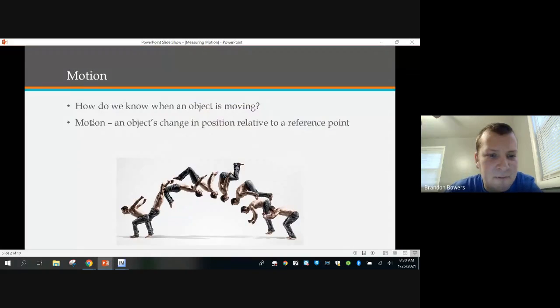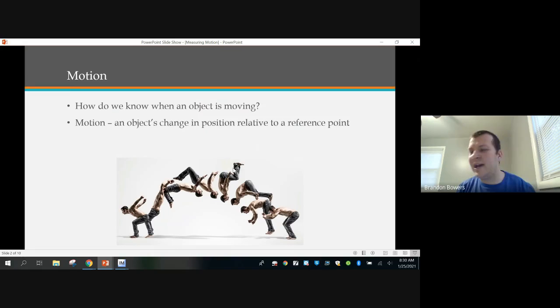So the definition of motion: an object's change in position relative to a reference point. So we're always looking at a reference point. Now, the main reference point that we're always focused on is Earth. We always use Earth as a reference point.